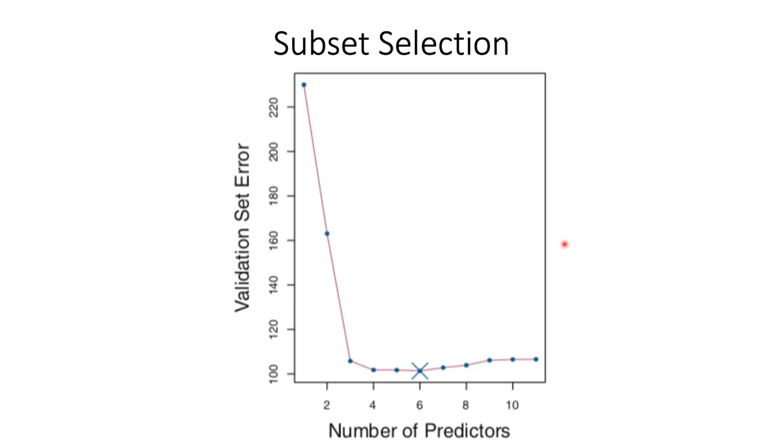As an example of subset selection, we scan through a set of predictors of varying numbers and calculate the validation set error and choose the number of predictors that has the lowest error. For instance, in this case, 6 has the lowest error and 2 or 1 has the highest error.